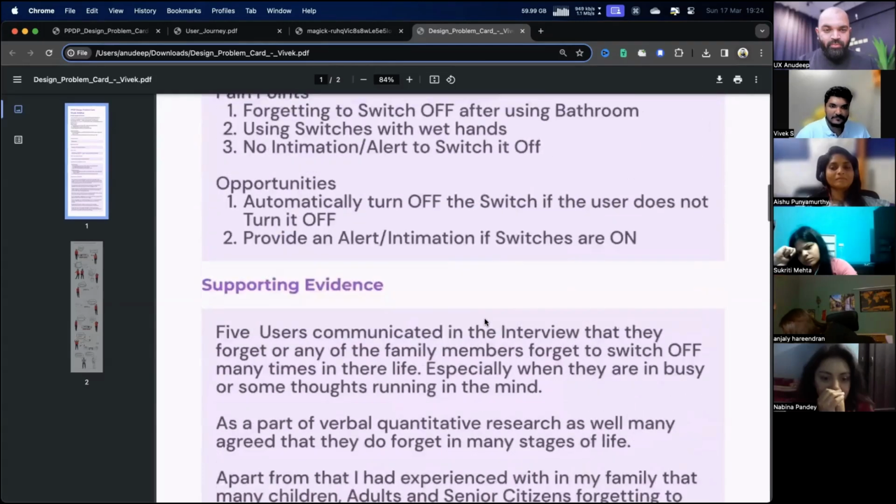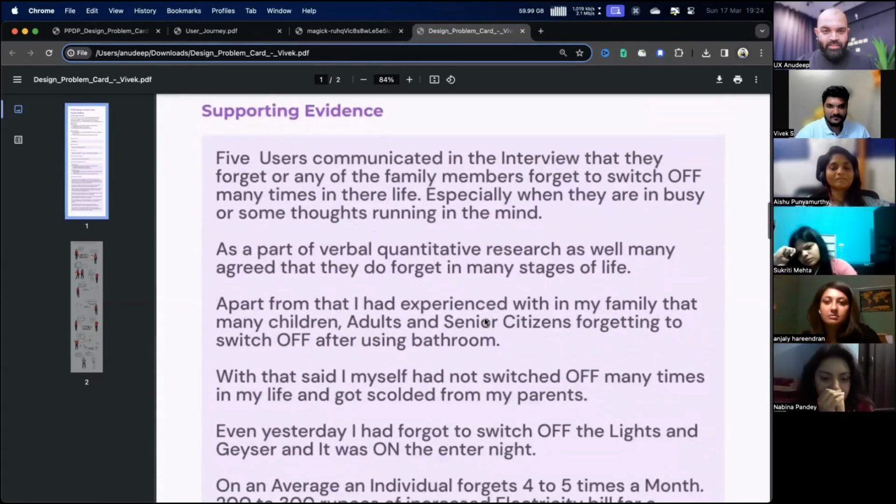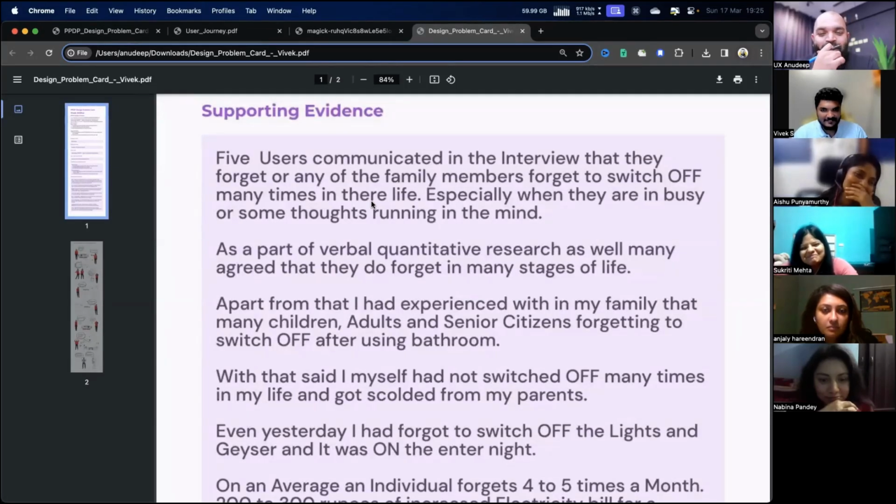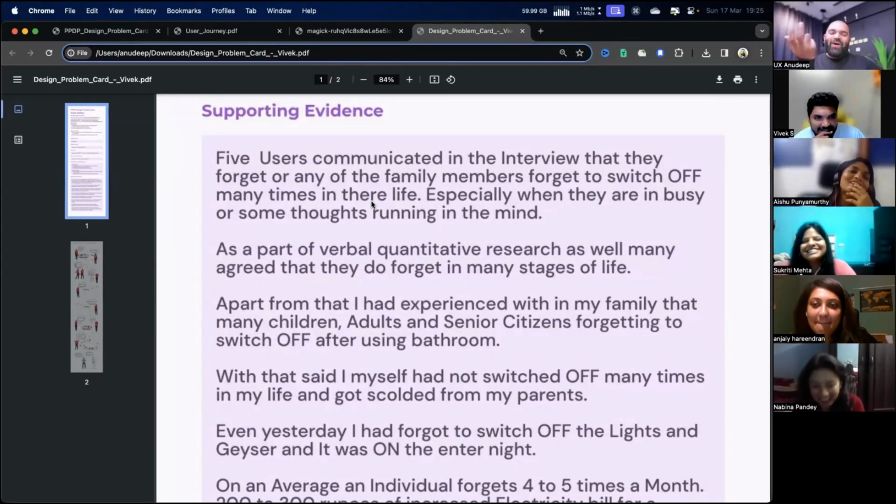Okay, very good. Now let's see supporting evidence. Five users communicated in the interview that they or family members forgot to switch off many times in their life, especially when they are busy or have thoughts running in the mind. As a part of verbal quantitative research as well, many agreed that they do forget in many stages of life. What did you even write? What is this verbal quantitative research?